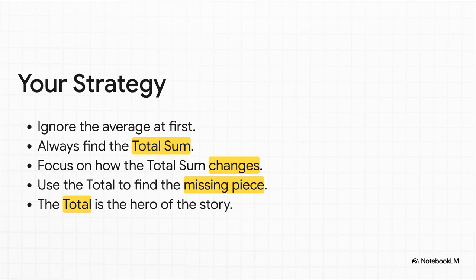Step 1, see the word average and immediately ignore it. Step 2, always find the total sum first. Step 3, focus on how that total sum changes. Is it going up, down, or what's missing? Step 4, use that change to find your missing piece. And finally, always remember, the total is the hero of the story, every single time.